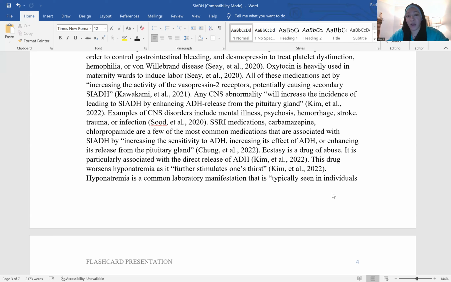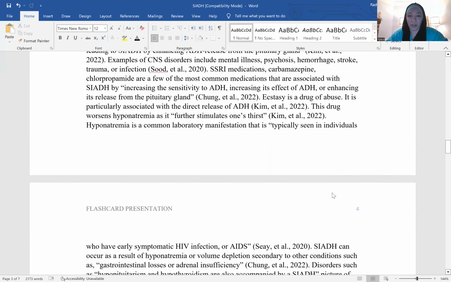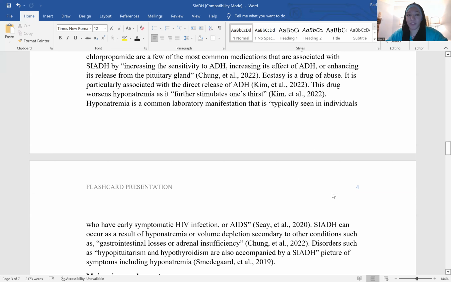SSRI medications, carbamazepine, chlorpropamide are a few of the most common medications that are associated with SIADH by increasing the sensitivity to ADH, increasing its effects, and enhancing its release from the pituitary gland. Ecstasy is a drug of abuse. It is particularly associated with the direct release of ADH. This drug worsens hyponatremia as it further stimulates one's thirst.